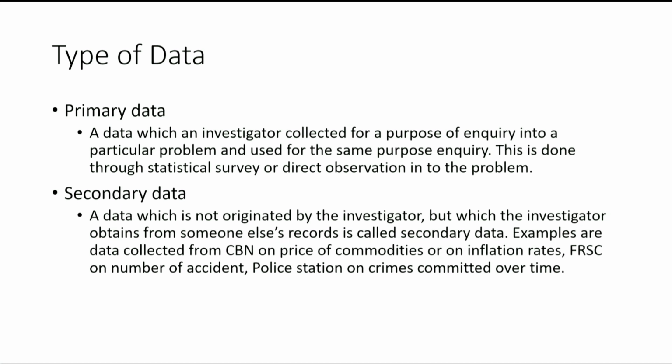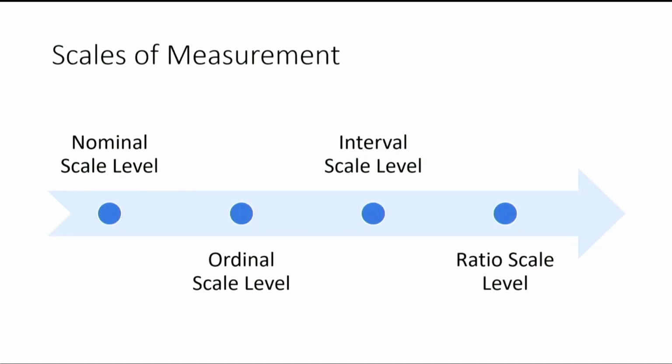Examples are data collected from CBN on price of commodities or on inflation rate, data collected from Federal Road Safety Corps on number of accidents, or data collected from police station on number of crimes committed over time, and so on. Now, we also have scales of measurement. There are 4 of them. We have nominal scale, we have ordinal scale, we have interval scale, as well as a ratio scale.